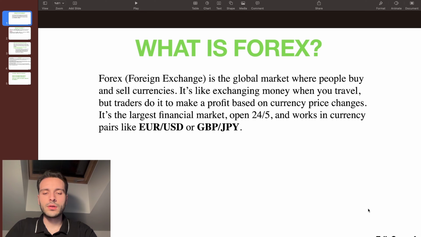So first of all, forex is foreign exchange. In this market, we are trading the value exchanges between two currencies and trying to make a profit by analyzing the market. Forex is the largest market and it's open 24/5, between Monday and Friday. We have 3 different sessions and each session has its own characteristics and patterns.